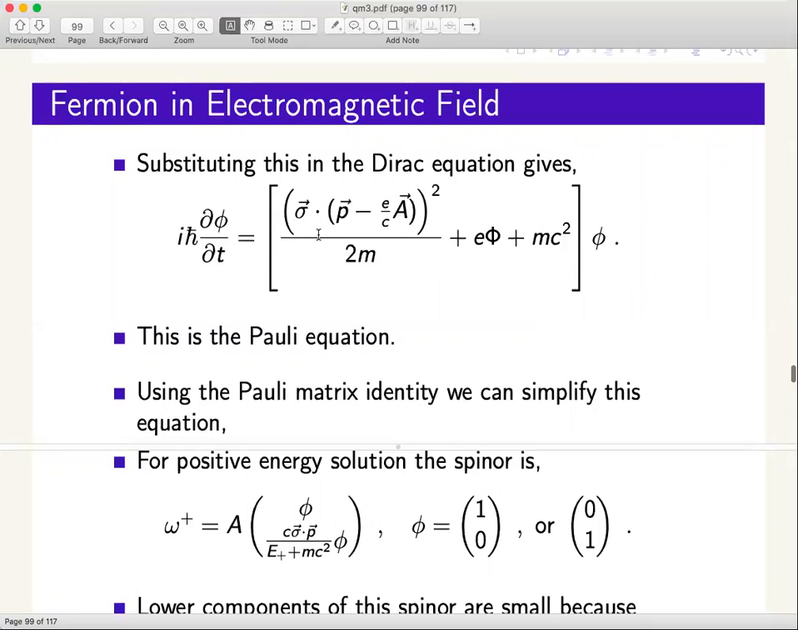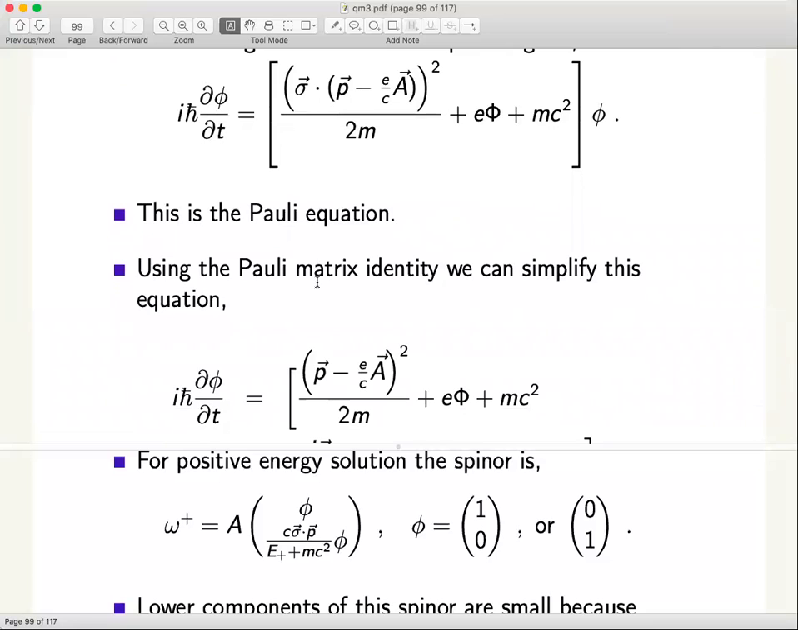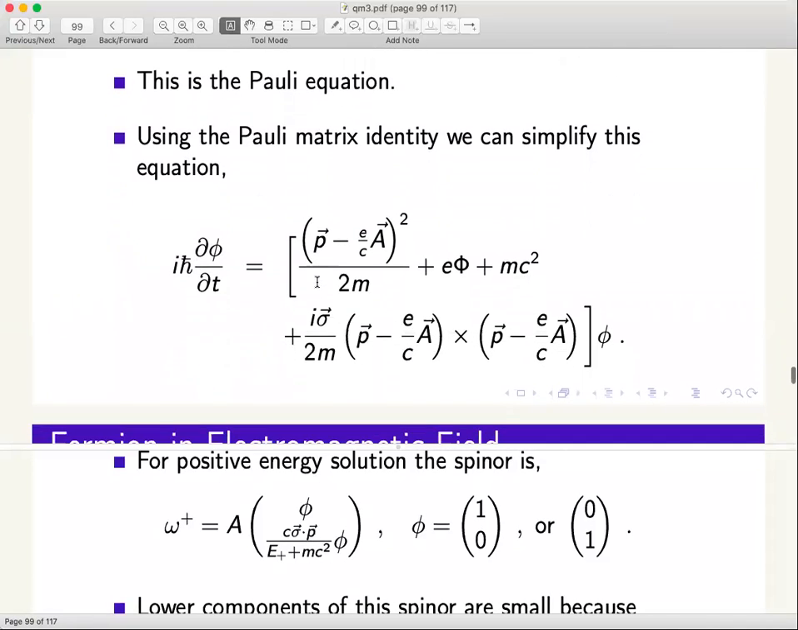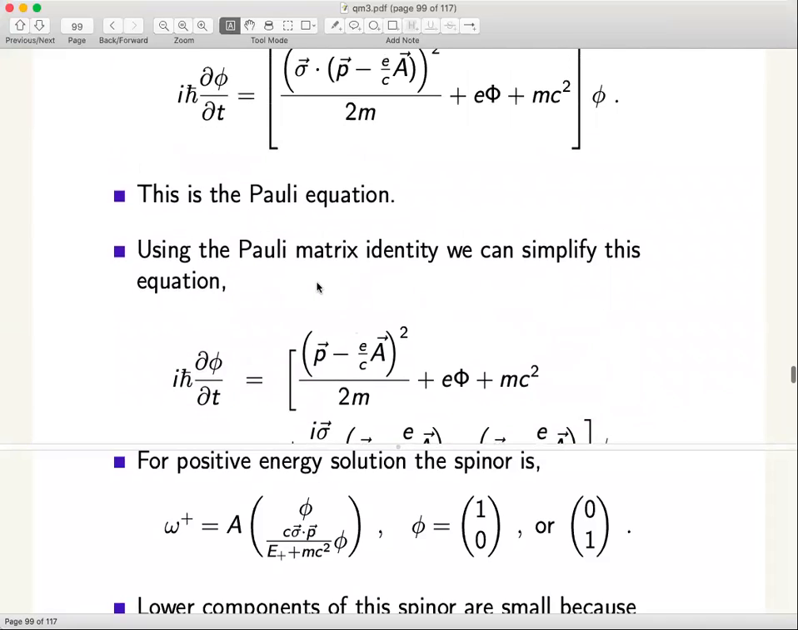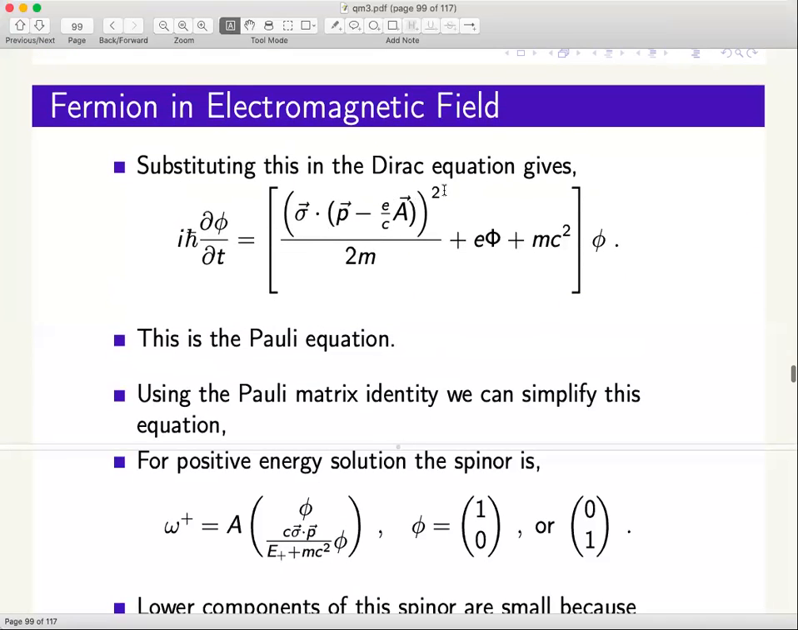One of the properties that we would find useful is sigma i sigma j equals delta ij plus i epsilon ijk sigma k. This is something we talked about last time, so we will use that. If you use that identity, then remember, when you square this quantity, sigma dot, let's call this entire parenthesis pi vector, the generalized momentum, so we have sigma dot pi whole squared. You write that as sigma dot pi times sigma dot pi, and then you look at only the matrix part of the problem.